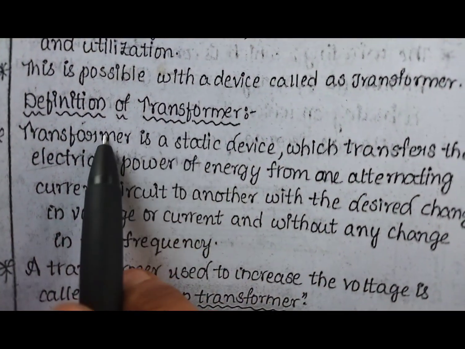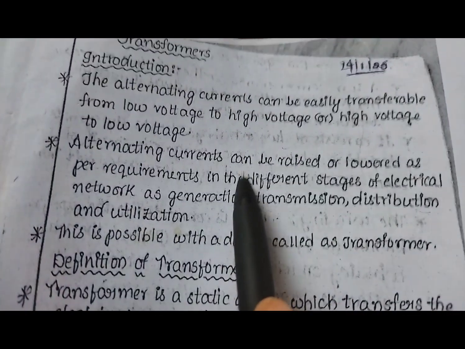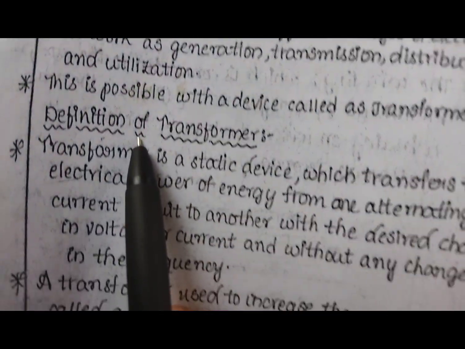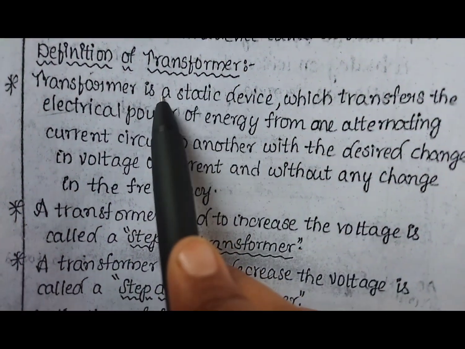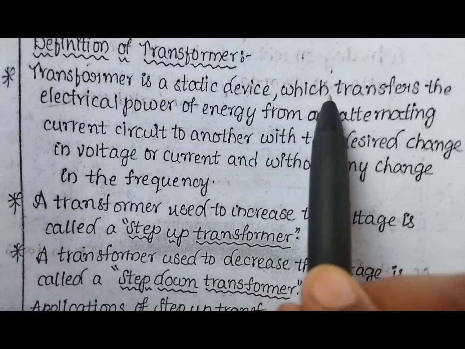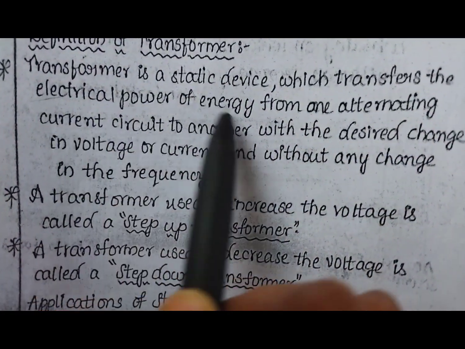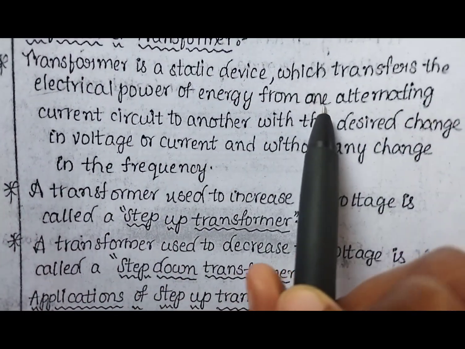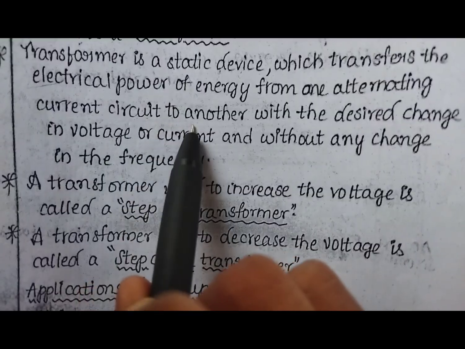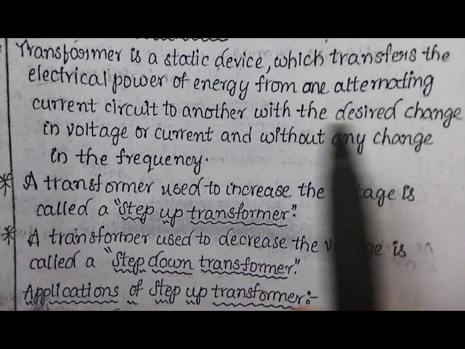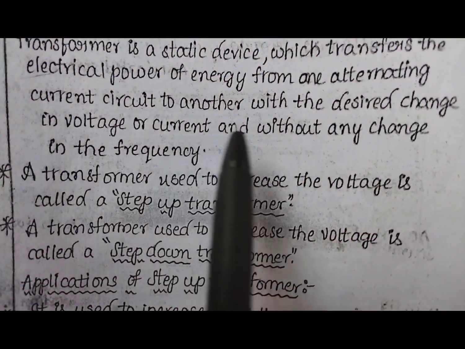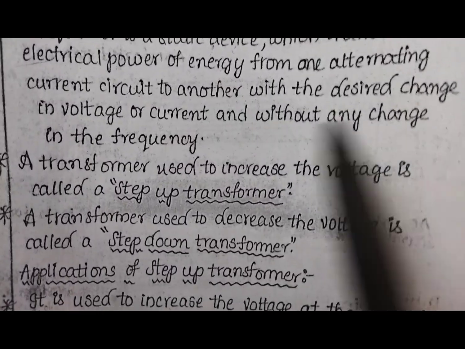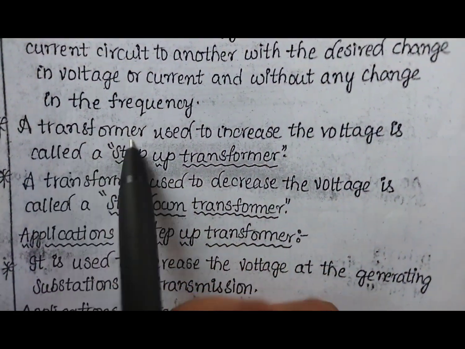Definition of transformer. This is the introduction or purpose of the transformer. Now we are going to discuss the definition of the transformer. It is a static device which transfers electrical power from one alternating current circuit to another with the desired change in voltage or current and without any change in the frequency.